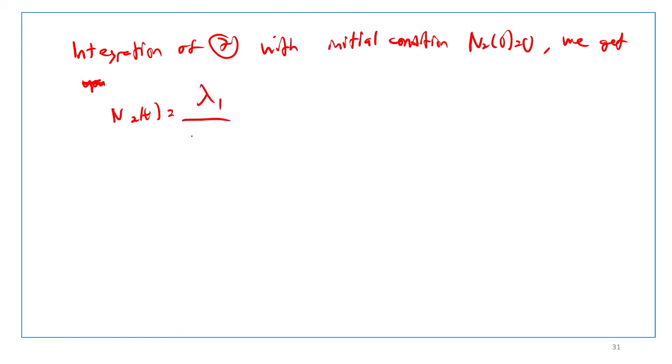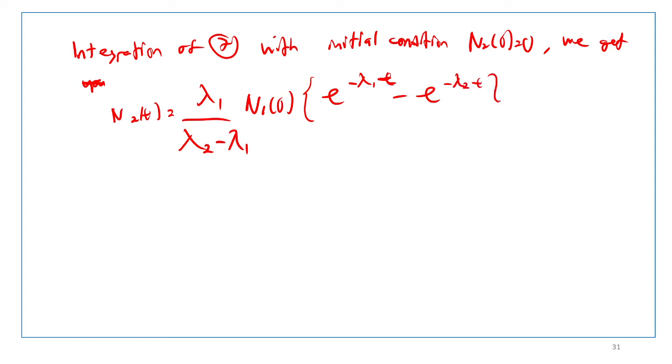So it becomes lambda 1 over lambda 2 minus lambda 1, N1(0) times exponential minus lambda 1 t minus exponential minus lambda 2 t. So this is the number of the daughter nuclides as the time goes by.